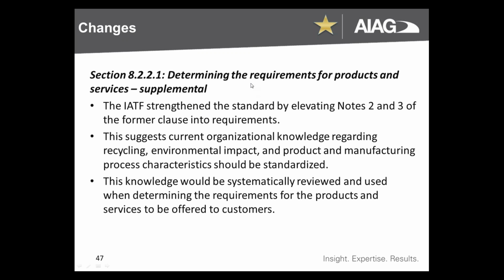8.2.2.1, determining the requirements for products and services, supplemental. Here, notes 2 and 3 in TS 16949 have been elevated from notes into requirements. The organization's knowledge regarding recycling, environmental impact, product and manufacturing process characteristics should be standardized. And this knowledge needs to be systematically reviewed and used when determining the requirements for the products and services offered to customers.